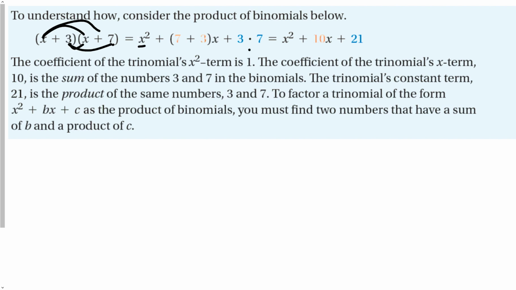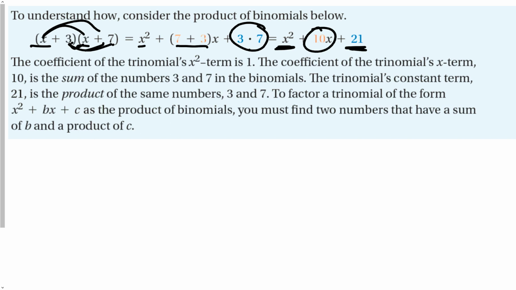3 times 7. So we can clearly see that the last terms, the 3 and the 7, multiply together to give you this term right there in the trinomial. The first terms, x and x, multiply together to give you that term right there in the trinomial. And this middle term, this 10, comes from the 7x and the 3x added together.